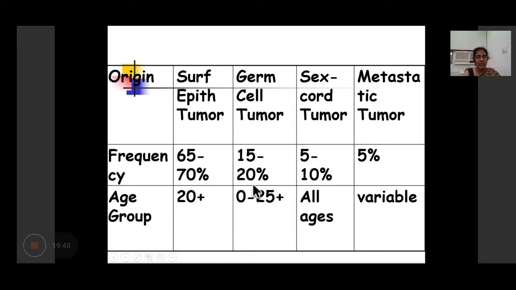Most often the germ cell tumors occur in the first and second decade of life, while the benign surface epithelial tumors occur from 20 to 45 years of age, and the malignant ones from 40 to 65 years of age. Sex-cord stromal tumors can be seen at all ages, but fortunately they are not so common, just 5 to 10% of all ovarian tumors. And an important group of tumors are the ones which metastasize to the ovary.